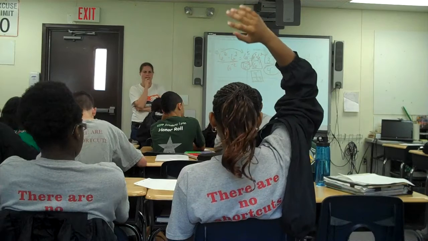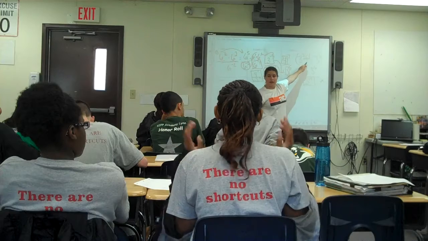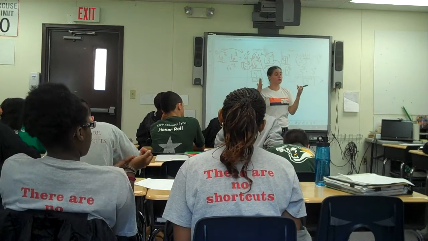Shai, you seem to have an answer. We multiply because there's parentheses up top. And we add down there because there's no parentheses. Because there's no parentheses. That's a really easy way to tell.